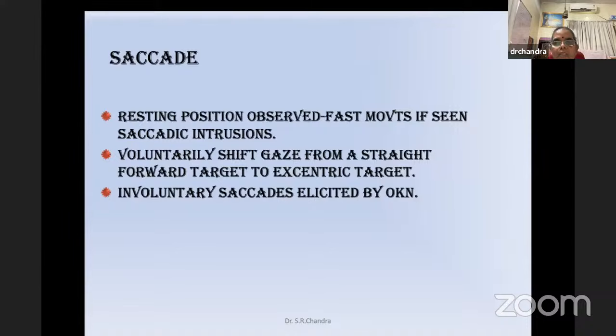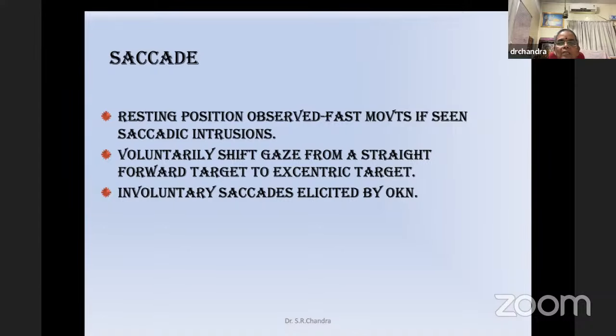Next, we have seen the MLF, we have seen the vertical gaze problem. Now we are coming to saccadic. So resting eye position is observed. If fast movement is seen in the resting eye position, it is called saccadic intrusion. So when you are fixing, if you are getting fast movement, it is saccadic intrusion. So saccadic abnormality, I have told, is pulse step mismatch. And so just look at the resting eye position. If there are fast movements, they are called saccadic intrusions.